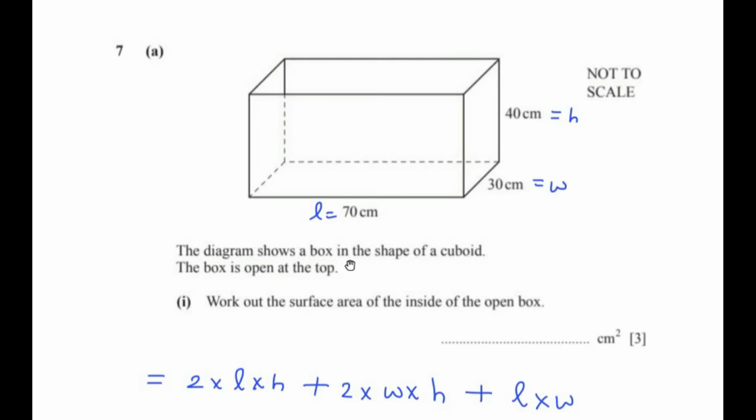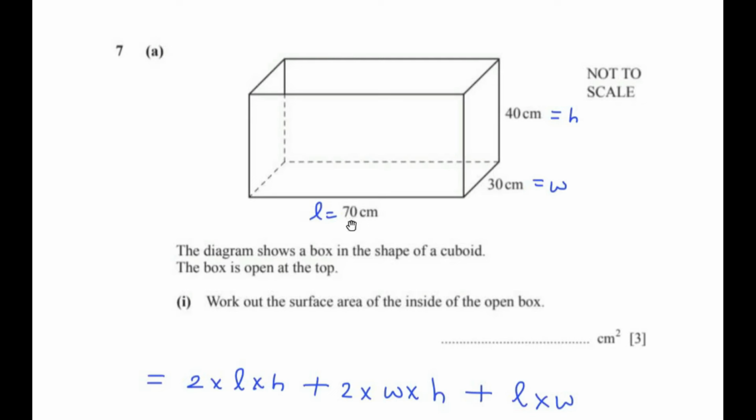The diagram shows a box in the shape of a cuboid. The box is open at the top. Work out the surface area of the inside of the open box. Now here a cuboid is given which has some length, some width and some height.